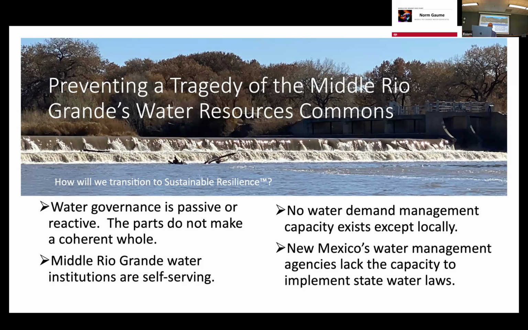And New Mexico's water management agencies, and I know this firsthand because I was the director of one of those agencies for 6 years, they lack the capacity to implement state water law.